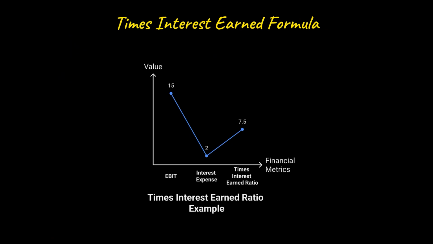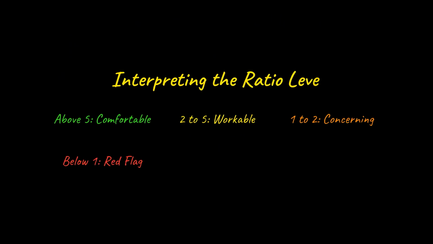EBIT is used rather than net income because interest is deducted before net income is calculated, and we want to compare operating earnings to interest before that deduction. A firm with 15 million in EBIT and 2 million in interest expense has a ratio of 7.5. Interpretation depends on the absolute level.